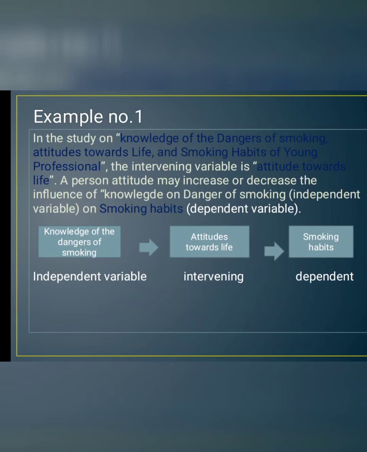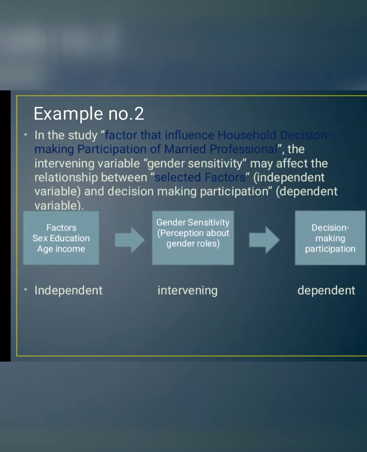So, alam naman nating mapanganib ang paninigarilyo, but kahit alam natin ito is hindi pa rin nila maiwasan dahil na-addict na sila or mahirapan na silang alisin ito or ayaw nila itong pigilan kung hindi nila maisip na mamamatay na sila. So, hanggat buhay pa sila is ini-enjoy pa rin nila ito.